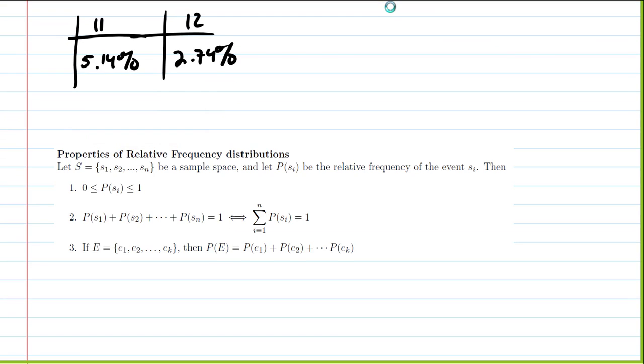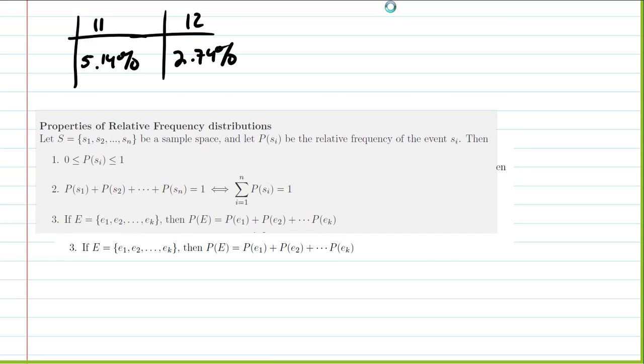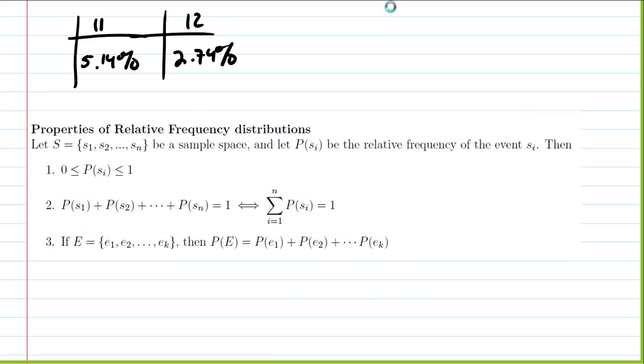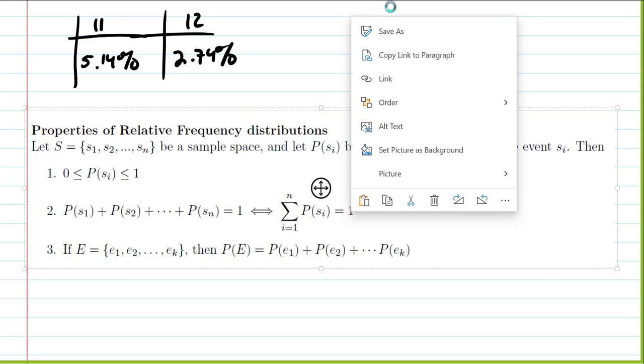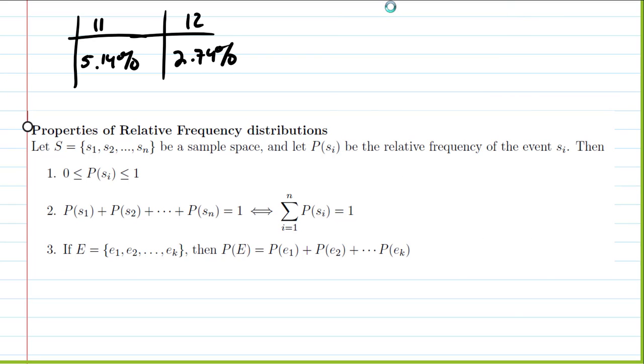And these are properties of relative frequency distributions, which says let S equal all the possible events in a sample space. Then let P sub Si be the relative frequency of the event Si. Then the following are true. The probability of any event in the sample space has to be between 0 and 1.